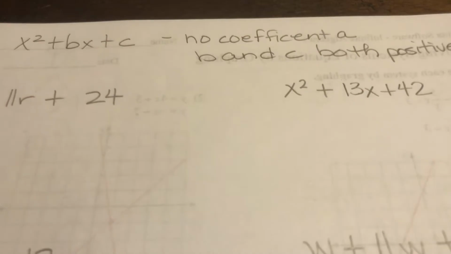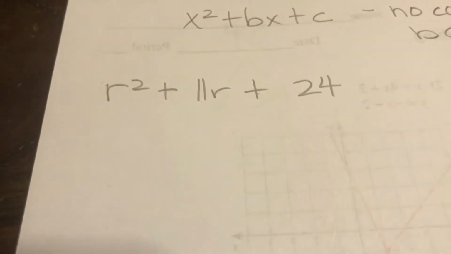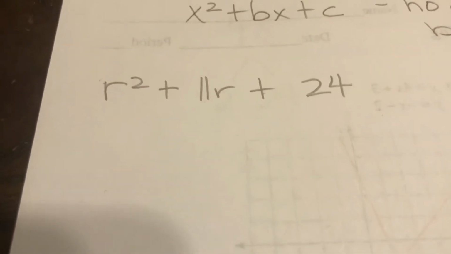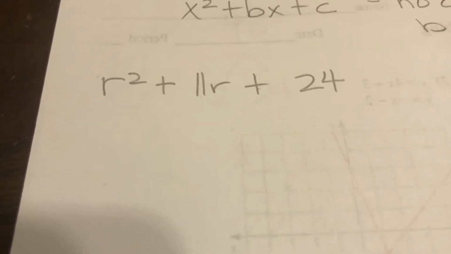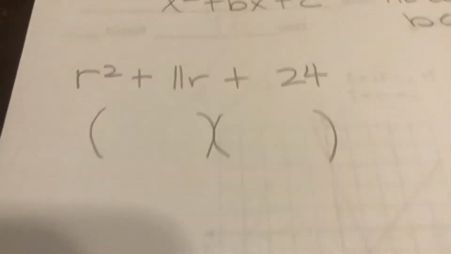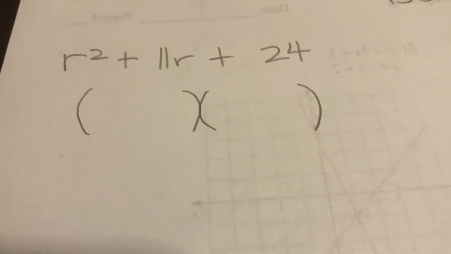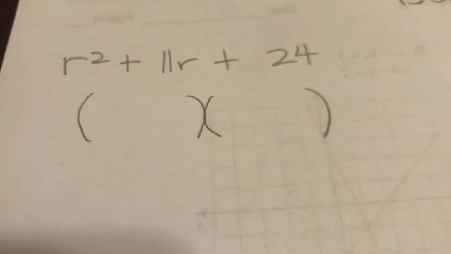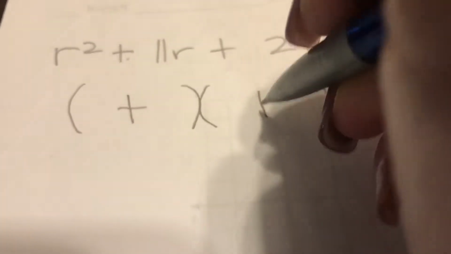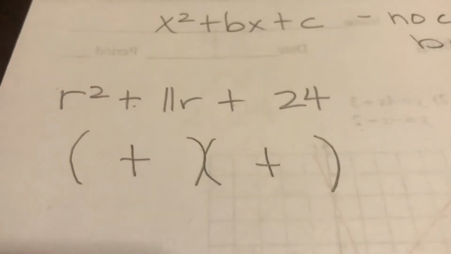So what we want to do is look, first of all, we have a trinomial. There's no coefficient a. It's positive, positive. So the way that we're going to set it up, anytime it meets those qualifications, is we're going to start it off like this. We're going to start out with our two parentheses for our two binomials. And because it's a plus plus, we're going to start it off as a plus plus, just like that.